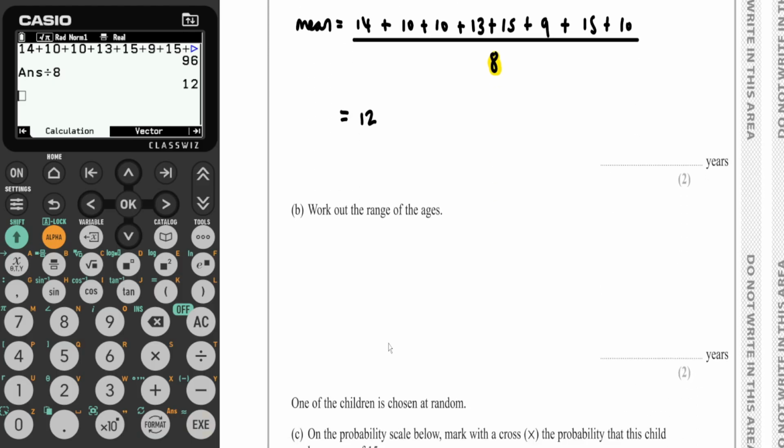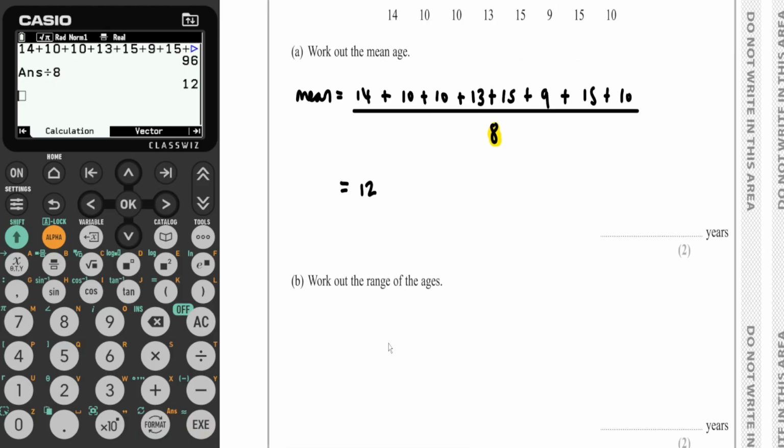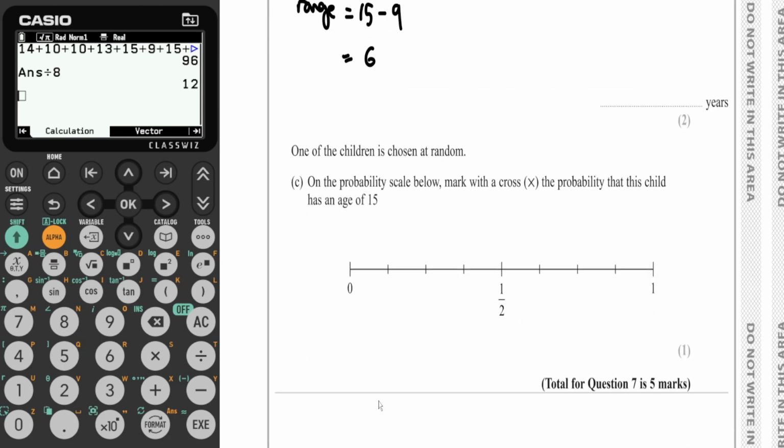Now for part B, we have to work out the range. So the range is the biggest number take away the smallest number. So the biggest number here is 15. The smallest number is 9. 15 take away 9, that is 6. So the range is 6.